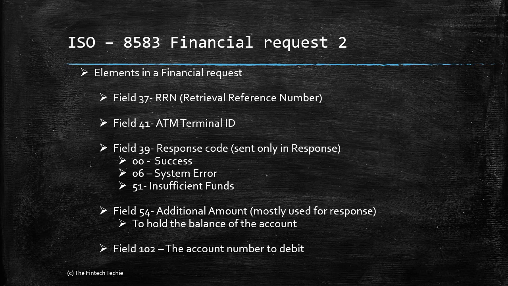And most importantly is field 102. Remember, the CBS doesn't need the card number. It requires the account number. So field 102 contains the account number to debit. In case it's a cash deposit, the account number is sent in field 103. In case of a funds transfer, both 102 and 103 are sent. 102 to debit and 103 to credit.